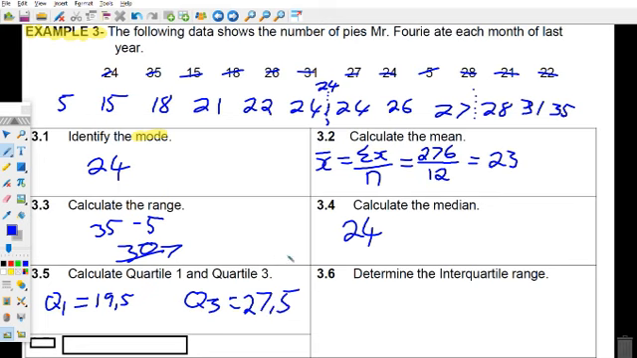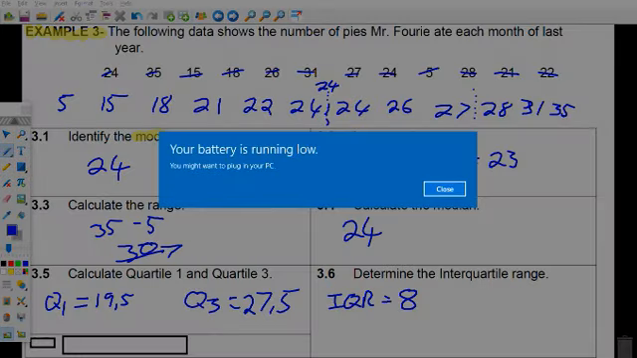Determine the interquartile range. Again, what is that? The interquartile, so we're looking at the range, but not of the whole thing. Exactly. Q3 minus Q1, just the in-between. So what's that going to be? The interquartile range is equal to 8. Okay, very nice.